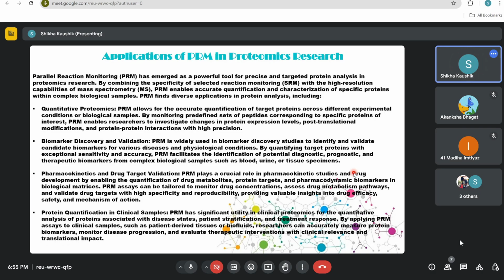tissue samples. So यहाँ से आप निकाल के आप validate कर सकते हो अपने, and you can generate data that will validate that these proteins can be a particular diagnostic, prognostic or therapeutic biomarker.